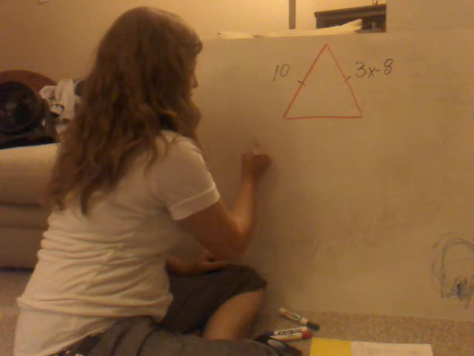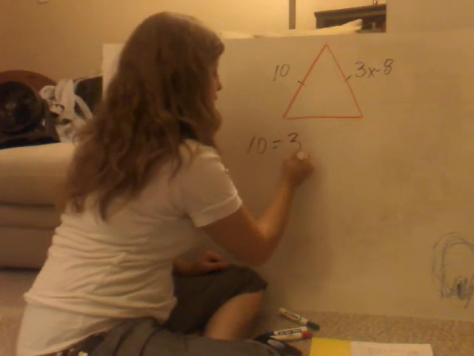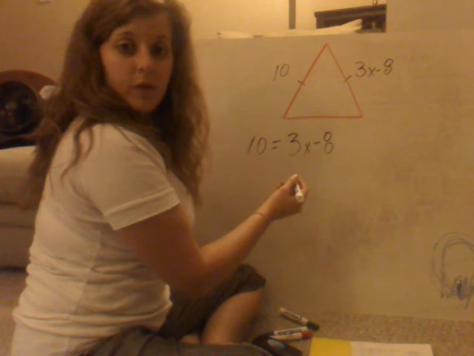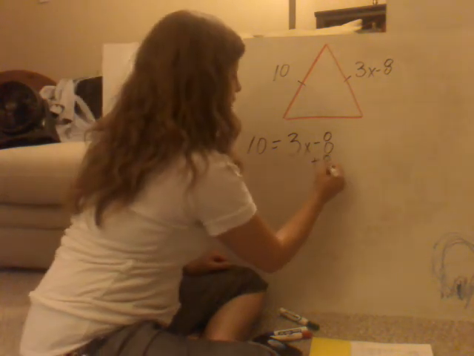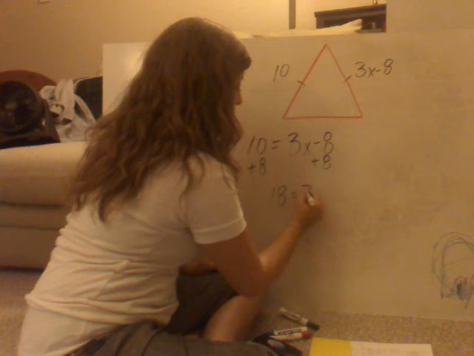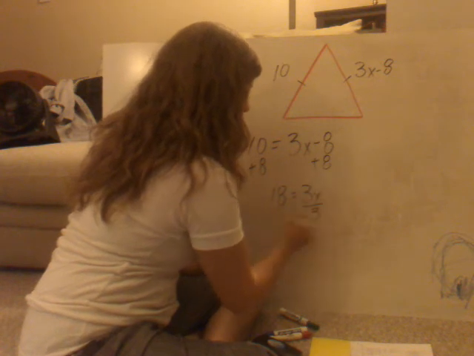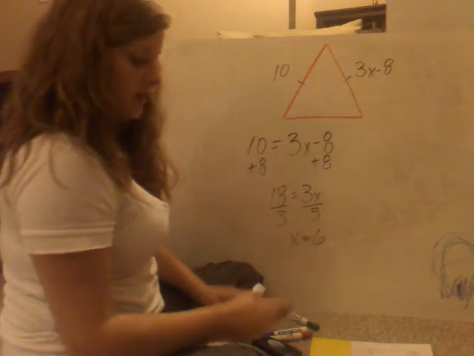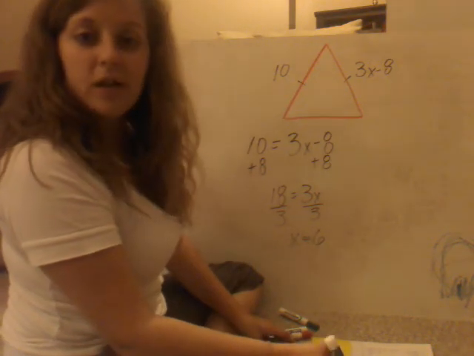So I just set up this equation as 10 is equal to 3x minus 8. And now it's just a variable equation. So I add 8 to both sides. Now I have 18 is equal to 3x. I divide by 3. X is equal to 6. And if you look at your paper, the only thing I wanted you to tell me is what is x.